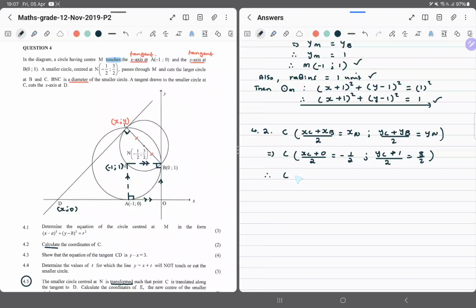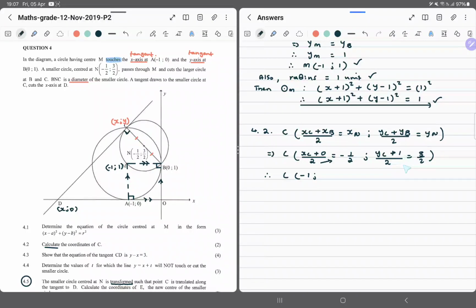Then we can make a conclusion that C would be the point such that the x-coordinate at C, just cross-multiply that 2, okay? And then it cancels this 2 in the denominator. We remain with minus 1. 0 is nothing, so basically this coordinate is minus 1.